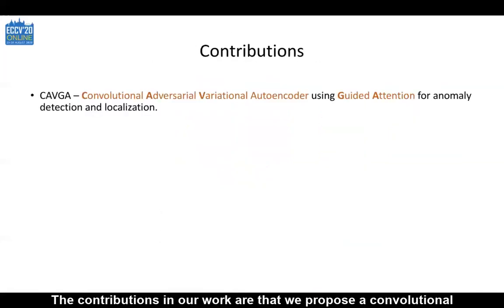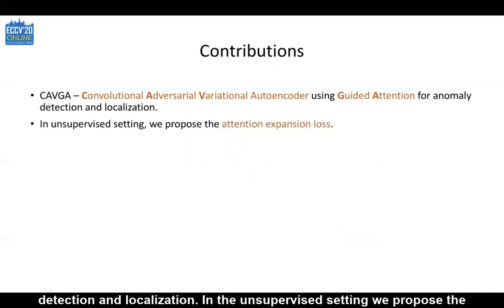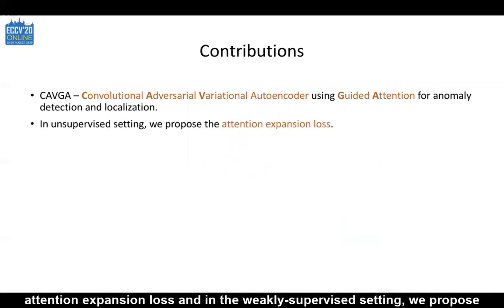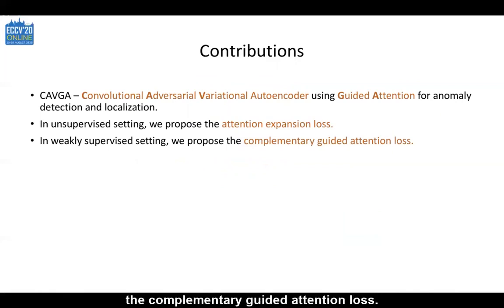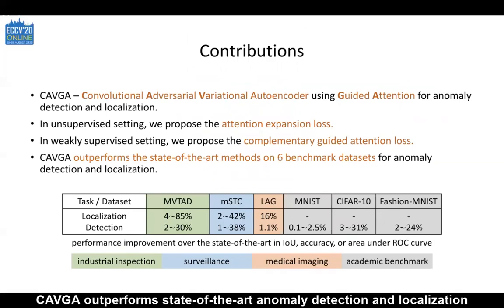The contributions in our work are that we propose a convolutional adversarial variational autoencoder with guided attention for anomaly detection and localization. In the unsupervised setting, we propose the attention expansion loss, and in the weakly supervised setting, we propose the complementary guided attention loss. CAVGA outperforms state-of-the-art anomaly detection and localization methods on 6 benchmark datasets in various domains.